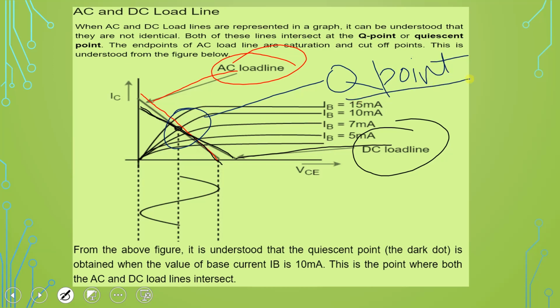Okay, it is understood that the Q point is obtained when the AC or DC load line cuts the curves of the base current at one point, and that is called our Q point. So this is all about today's lecture, and in the next video lecture we will discuss the Q point in detail.